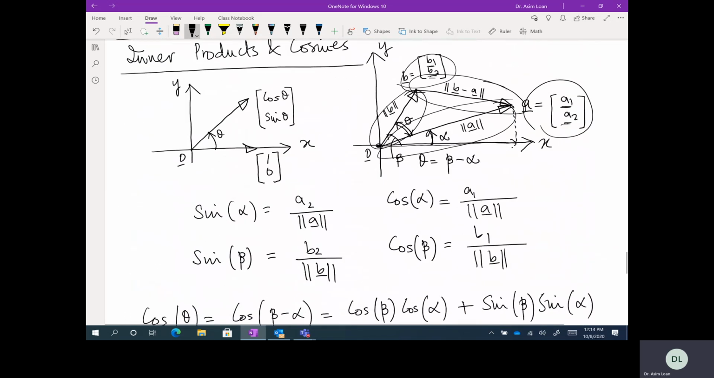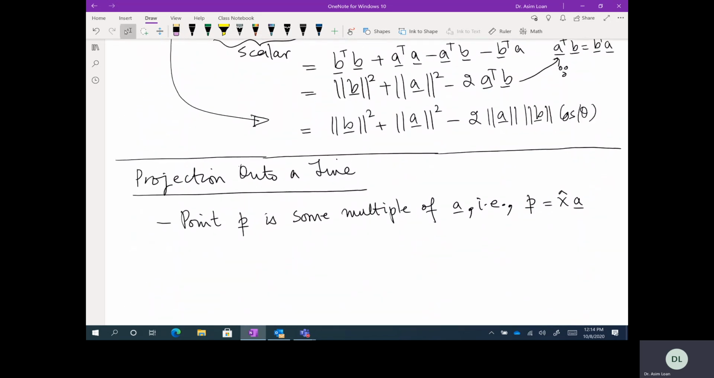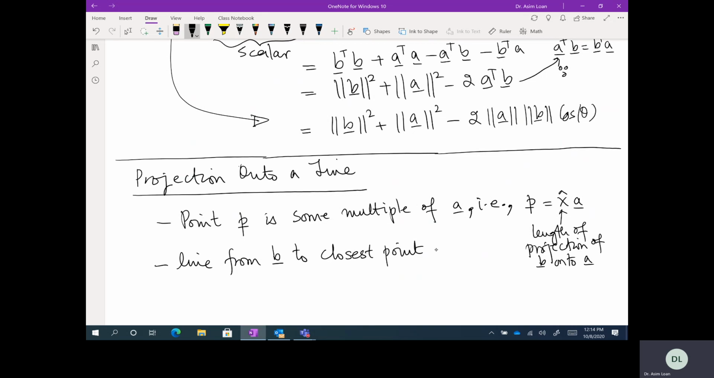So let's go back here. Point P is a multiple of A, that is P is x hat times A. So x hat is the length of the projection of B onto A, and obviously it's in the direction of A. Okay, so the line from B to the closest point P is orthogonal to A, and is B minus P, which is the error E.